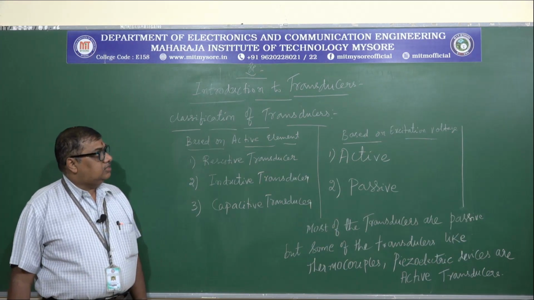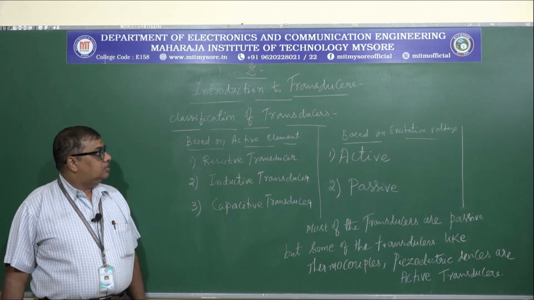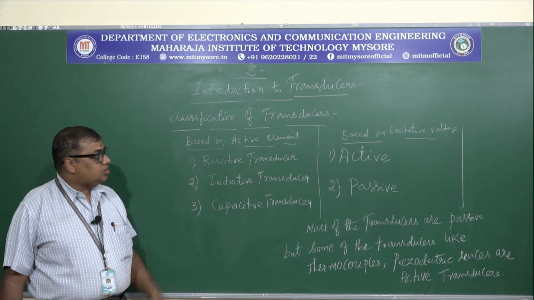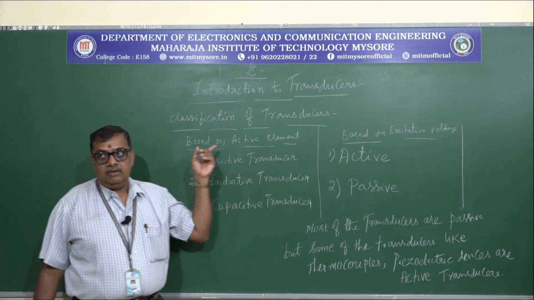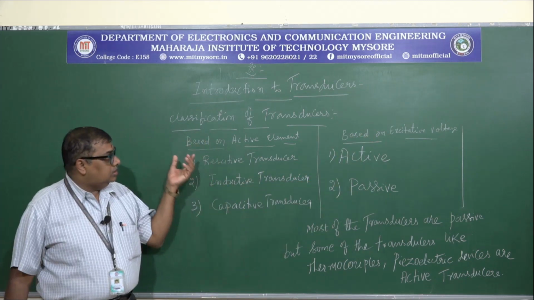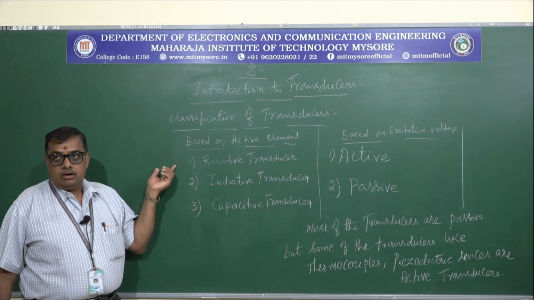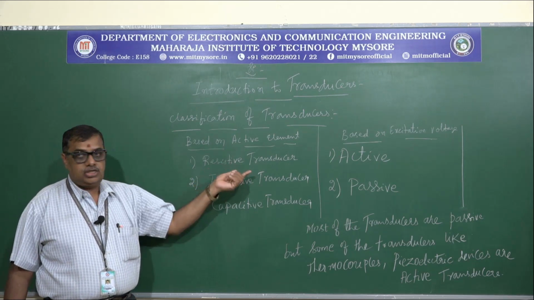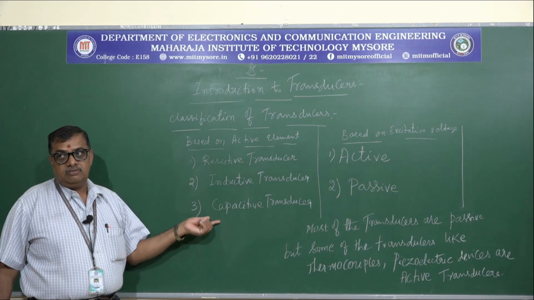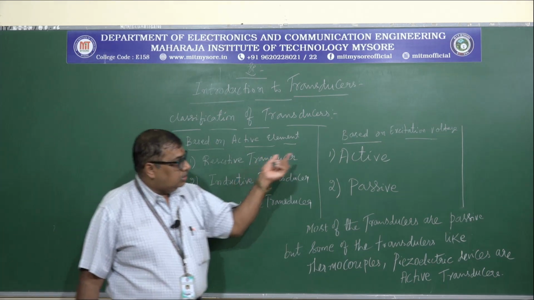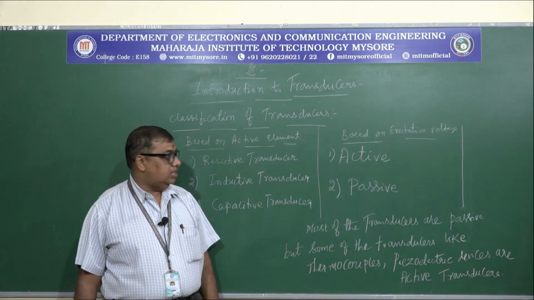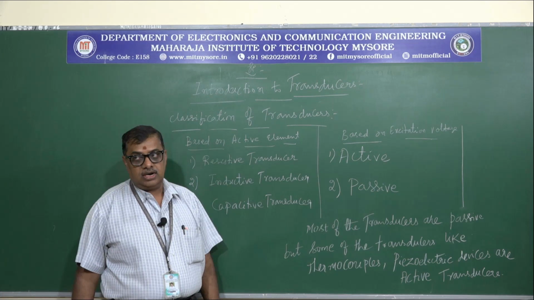Next we will go for the classification of transducers. Transducers are basically classified into two types: based on the active element and based on the excitation voltage. Based on the active element, transducers are of three types. One is the resistive transducer, second is the inductive transducer, and third is the capacitive transducer. When we come to the excitation voltage, there are two types. One is called the active transducer and the second is called the passive transducer.